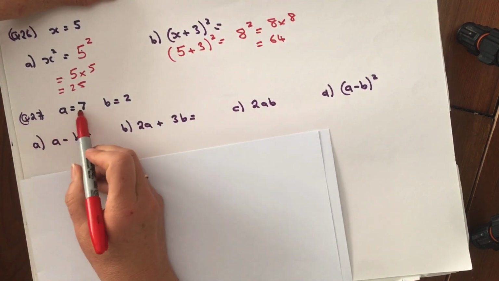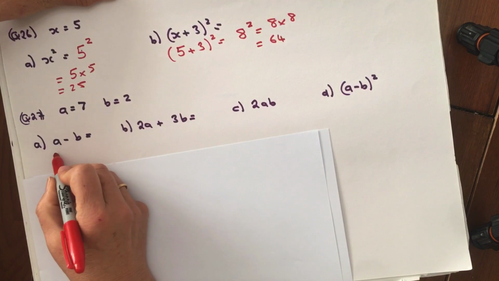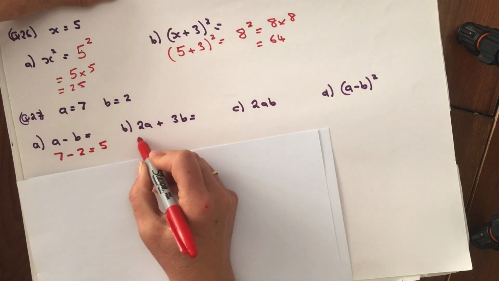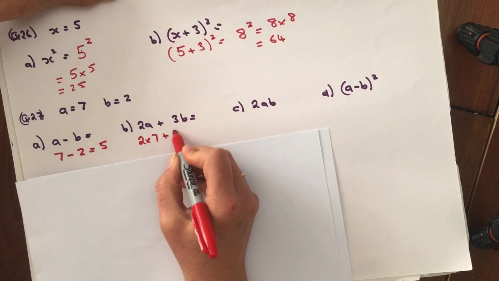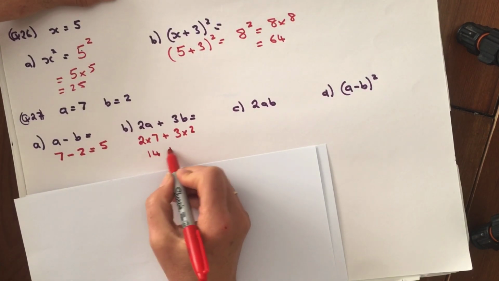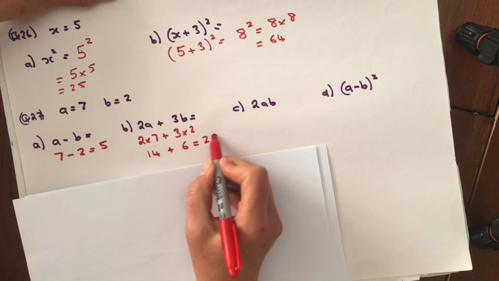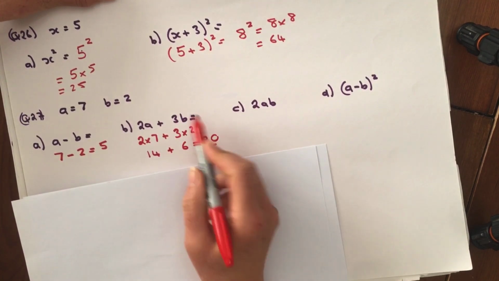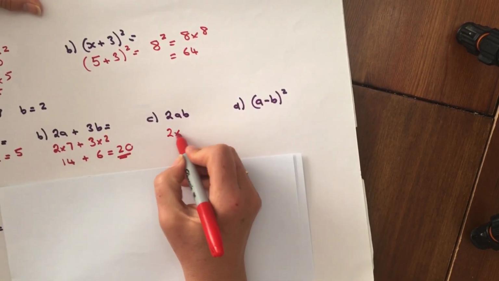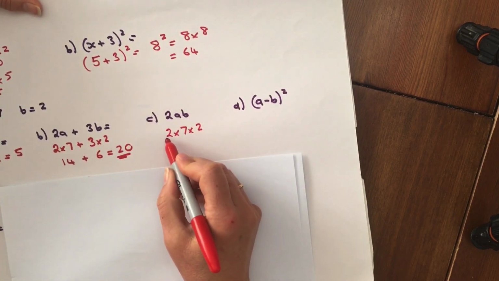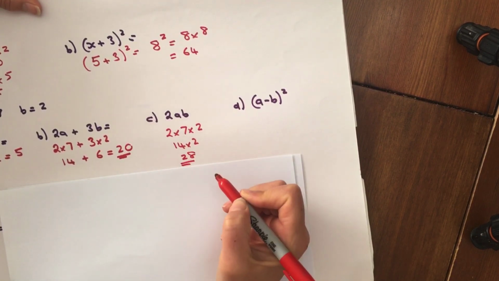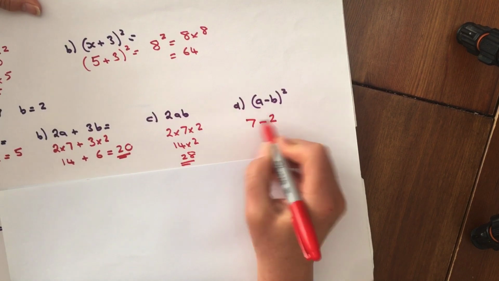Okay, A is 7 and B is 2. Again, A is 7, so sub that in, and B is 2. Working down the page, 2 times 7 is 14, 3 times 2 is 6, add them together, showing all your method. Really important you show method. Okay, A is 7 still and B is 2, you're told that at the beginning. 2 times 7 is 14, 14 times 2 is 28. Okay, A is still 7 and B is still 2.